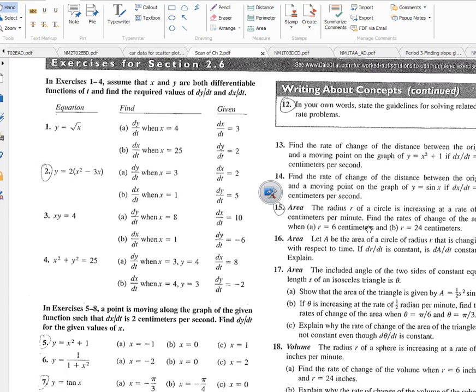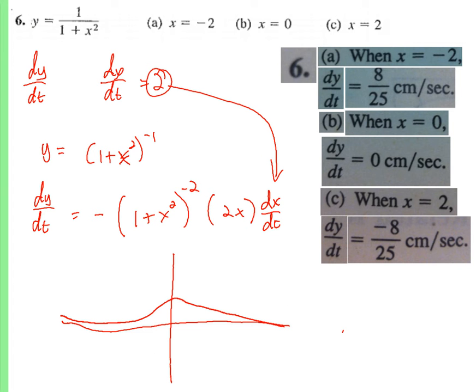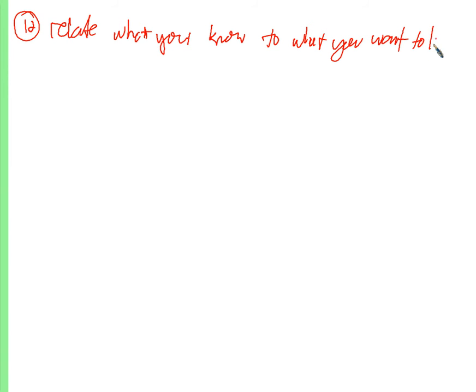What was the writing one? What's it say? In your own words, state the guidelines for solving related rate problems. Okay, what would you say in your own words, if you were to write a tutorial for other students? Relate what you currently know to what you want to know, to find an equation that relates what you do know something about to what you want to know something about.